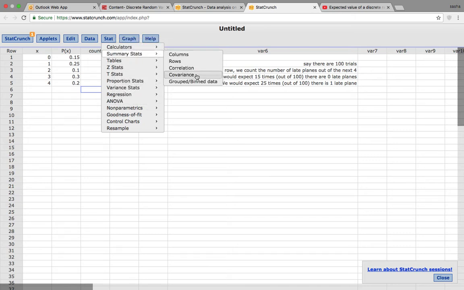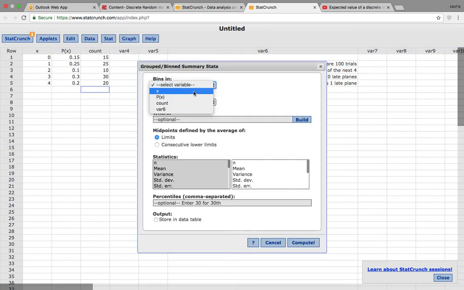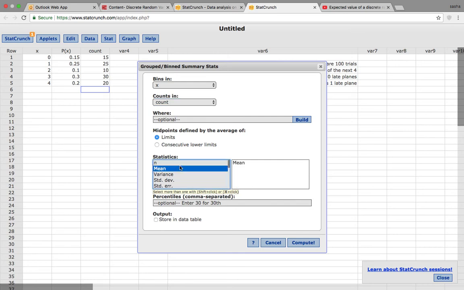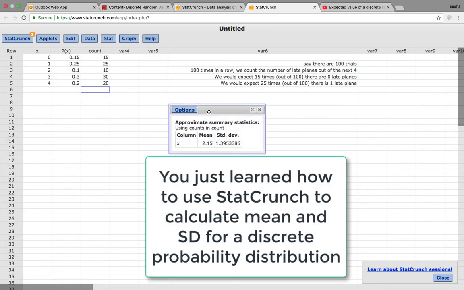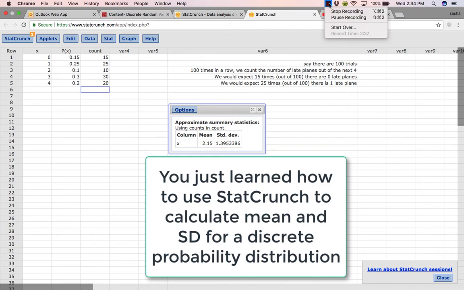So we go to summary stats, grouped bin data, X is the bins, and count, and then we're going to go to mean and standard deviation, and it calculates it for us. Discrete variables.